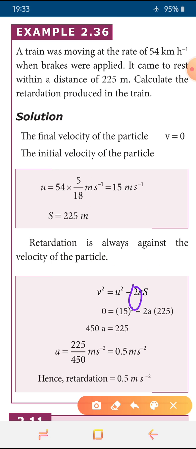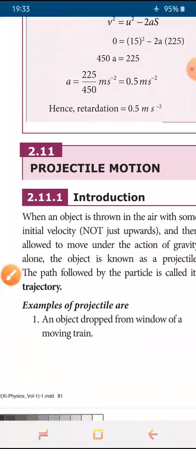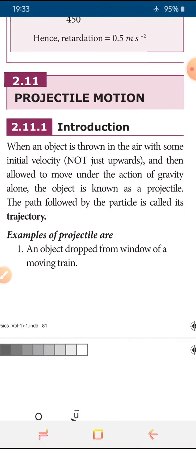Okay, it is very simple children. There is no big derivation here; you can simply work this out yourselves. It is not a very complicated example, okay, a very easy example. And now we are moving to projectile motion, the next topic.